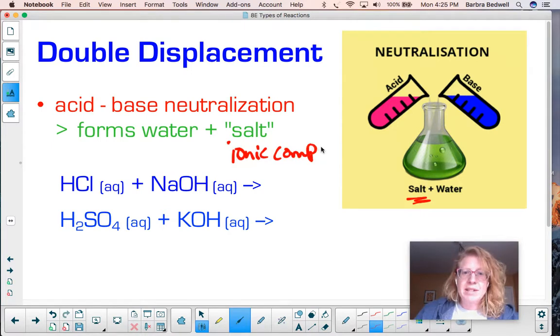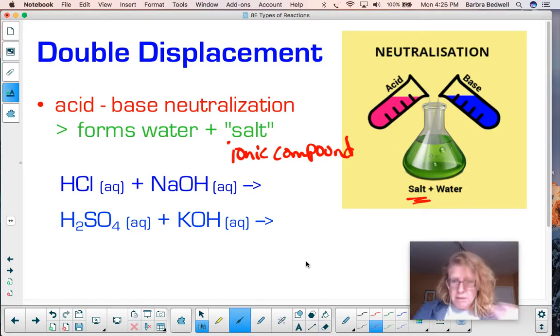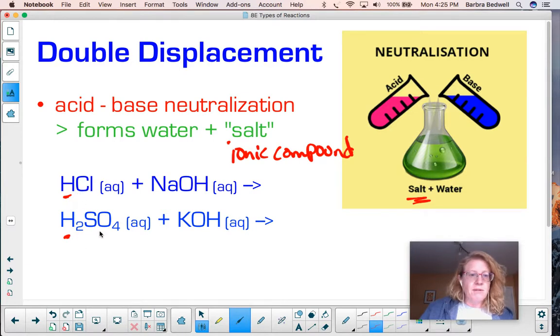It can be any sort of thing, O-U-N-D. What you guys know of as table salt is a type of salt, but it's any sort of ionic compound that can be formed from an acid and a base reaction. Acids always start with hydrogen, so we've got two different acids here. This one's hydrochloric acid, this one's sulfuric acid.